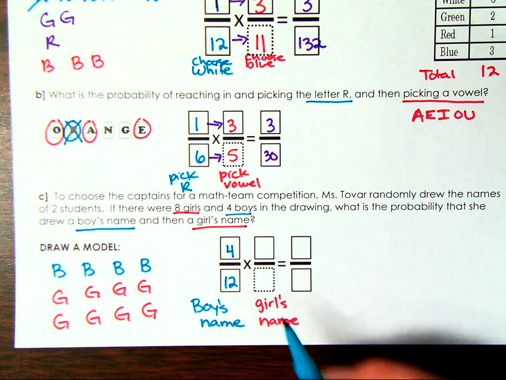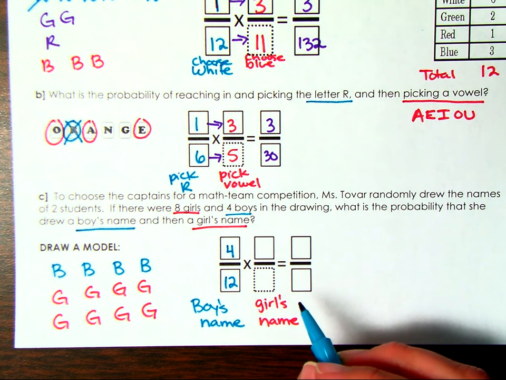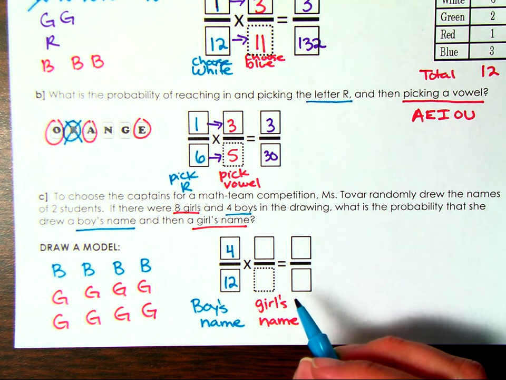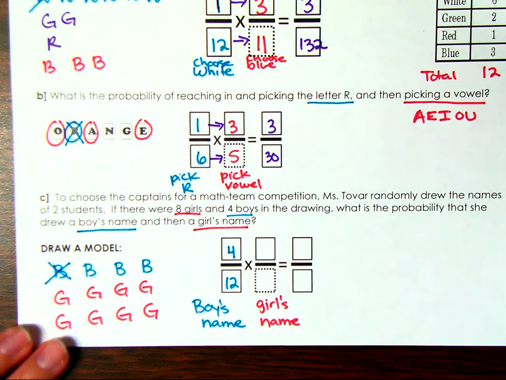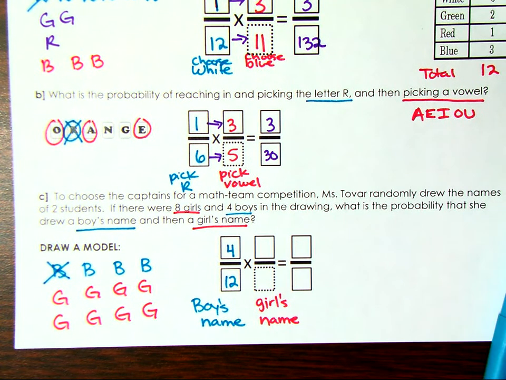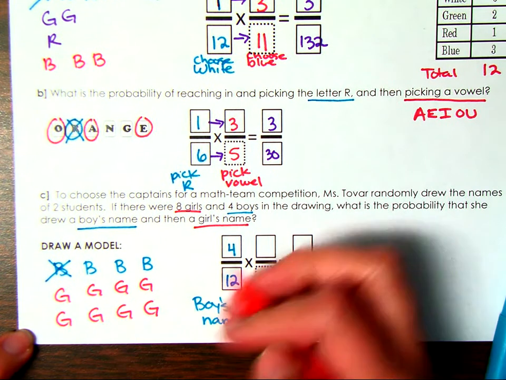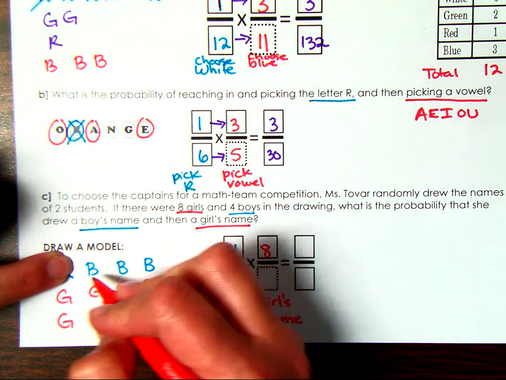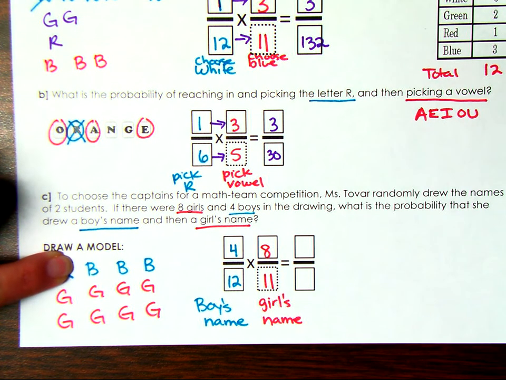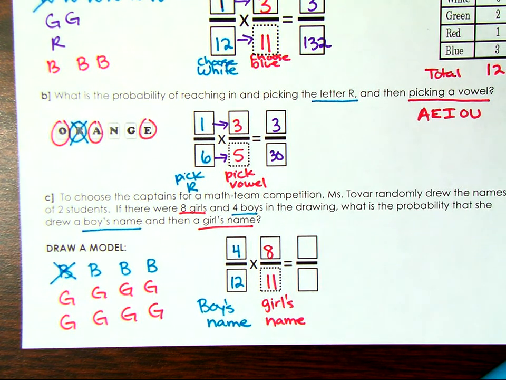Okay? Well, if she's picked the first team name, is she going to put that team member's name back? No, she's already got that math team captain. So that first boy's name is done. That's the first team captain. But we still have 8 girls, but because that first team captain is already named, we only see 11 people's names that would be left over. We're not replacing that first name because that first name drawn will be the first math team captain. Okay, so if you stop and think about it, that makes sense.